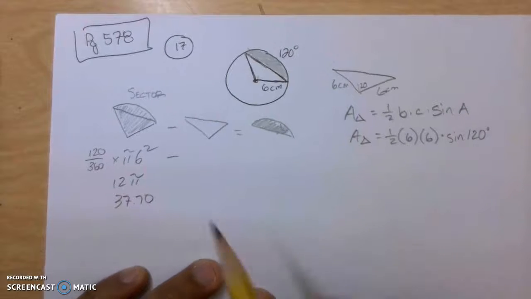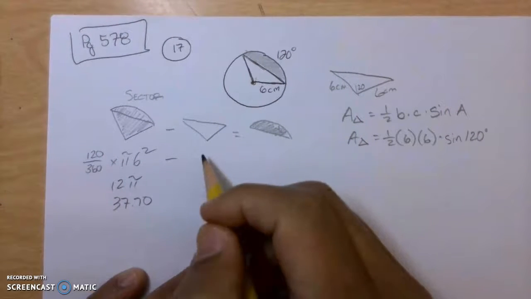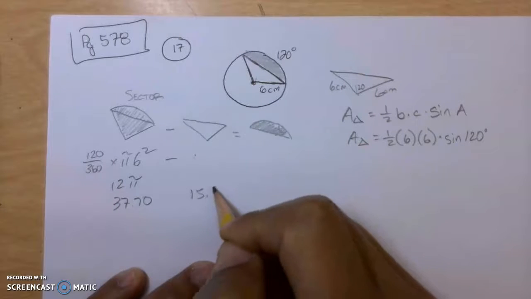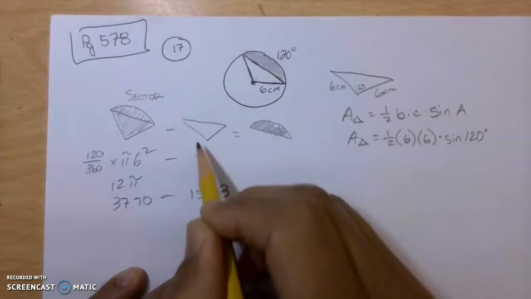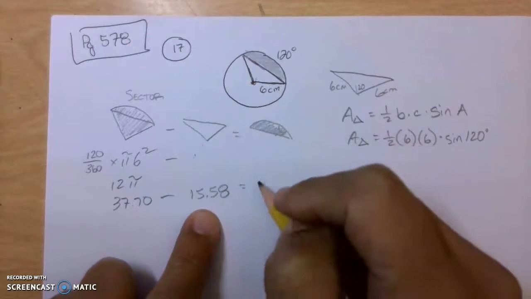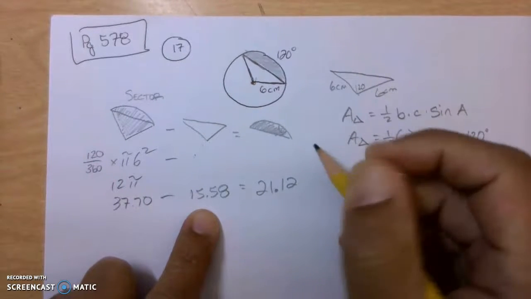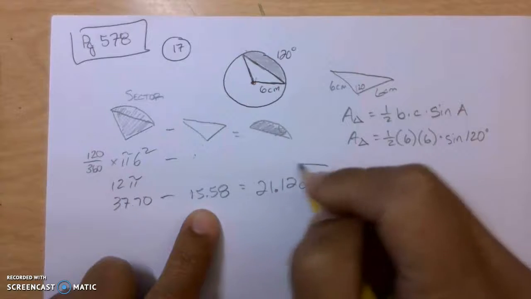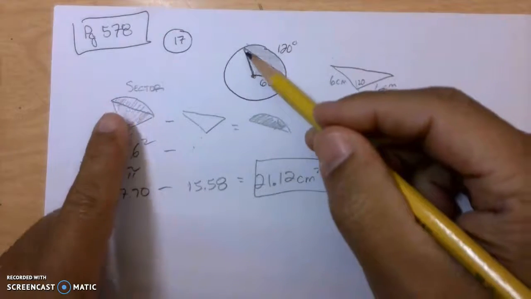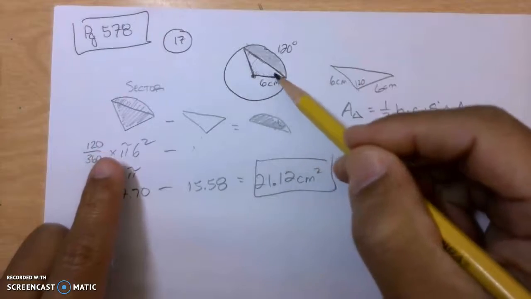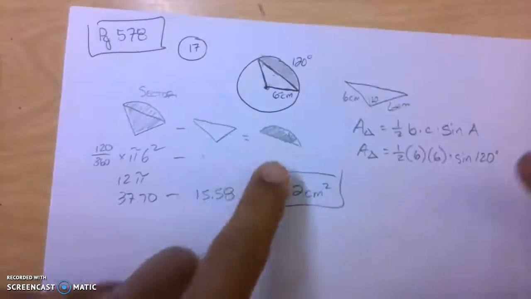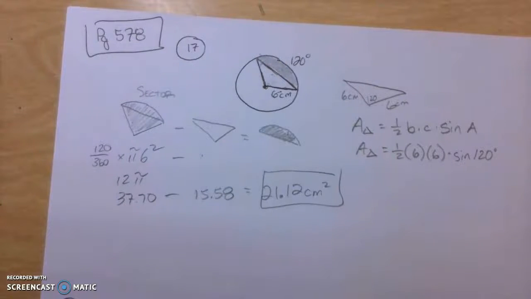Throw that into your calculator. The area of this triangle, I cheated and figured this out already. This is 15.58. So that's the area of the triangle. And then you just minus these two pieces and you get 21.12, and this is centimeters squared. That would be your remaining part. So figure out the area of the entire sector as if everything was shaded, and then minus out the area of the triangle, and then you're left with the top part.